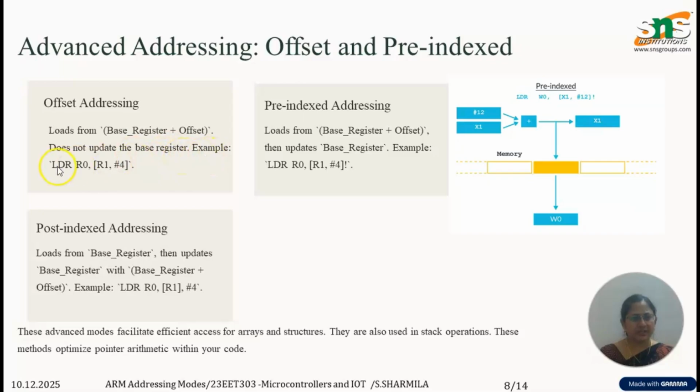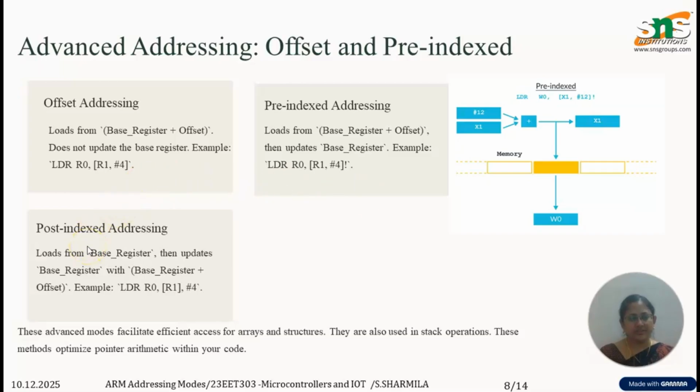For example, LDR R0, [R1, #4]. Next one is the pre-indexed addressing. It calculates the base plus offset value and updates the base register automatically, which is indicated with the exclamation mark, such as LDR R0, [R1, #4]!.